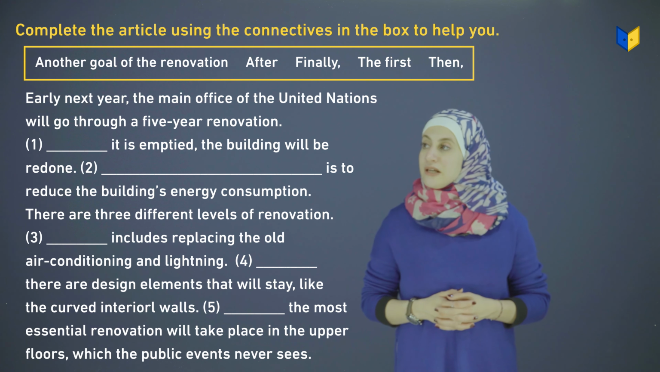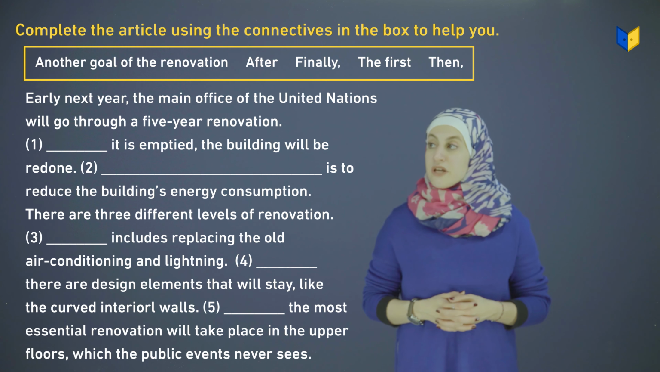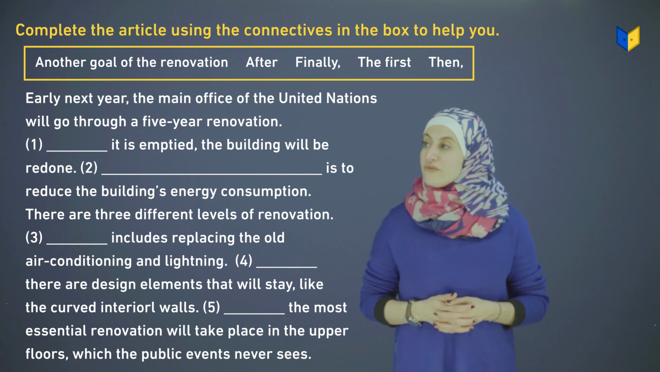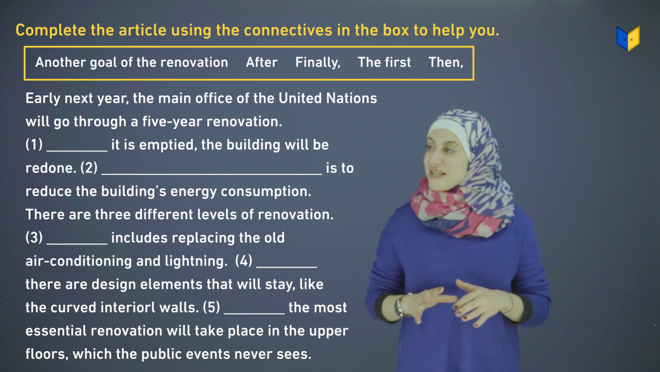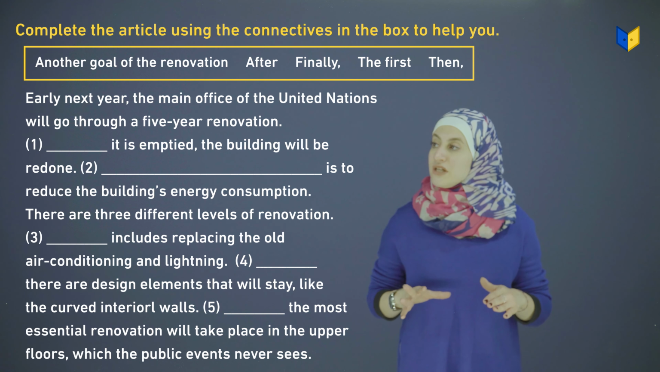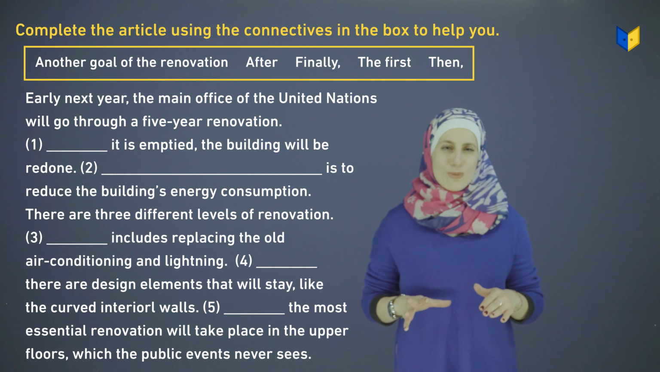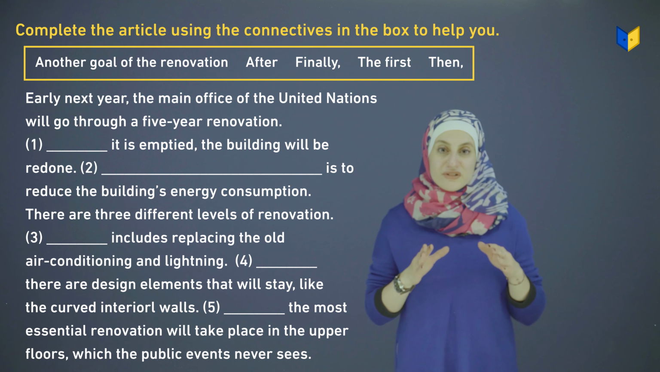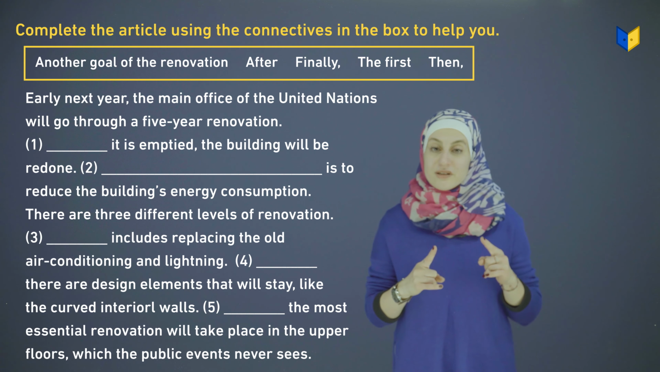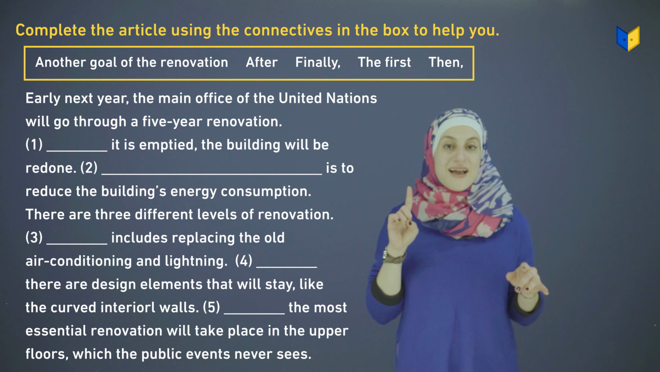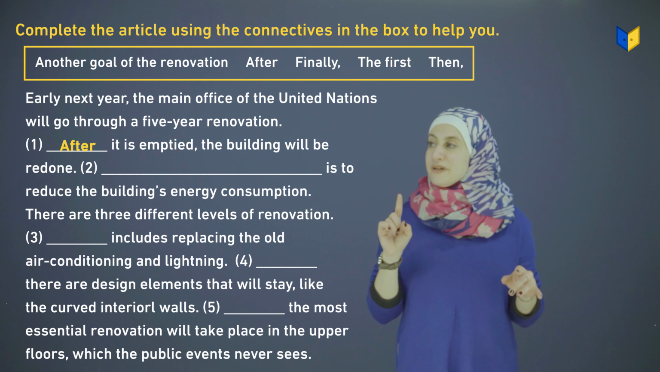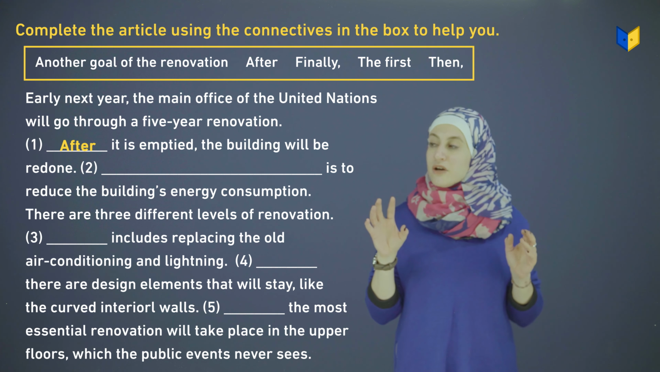Let's read. Early next year, the main office of the United Nations will go through a 5-year renovation. 1. It is emptied. The building will be redone. Now, we're going to start something after the building is emptied. So, what do we put in number 1? After. So, after it is emptied, the building will be redone.